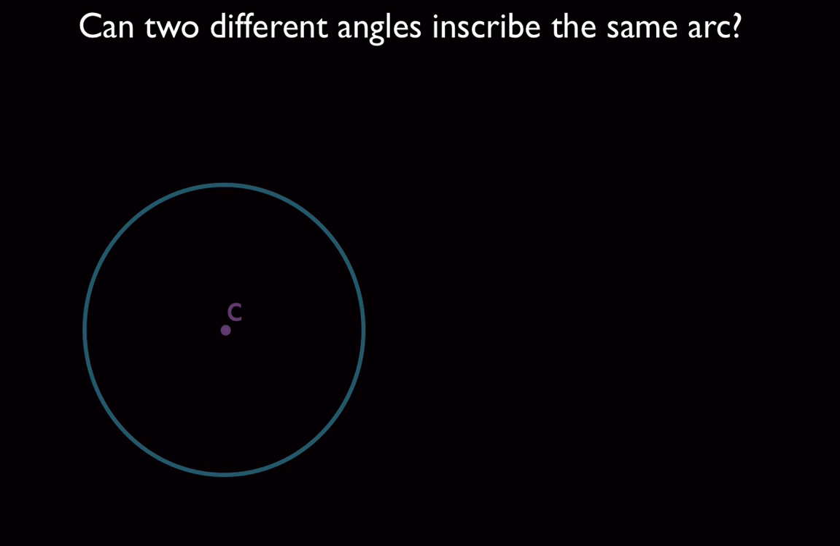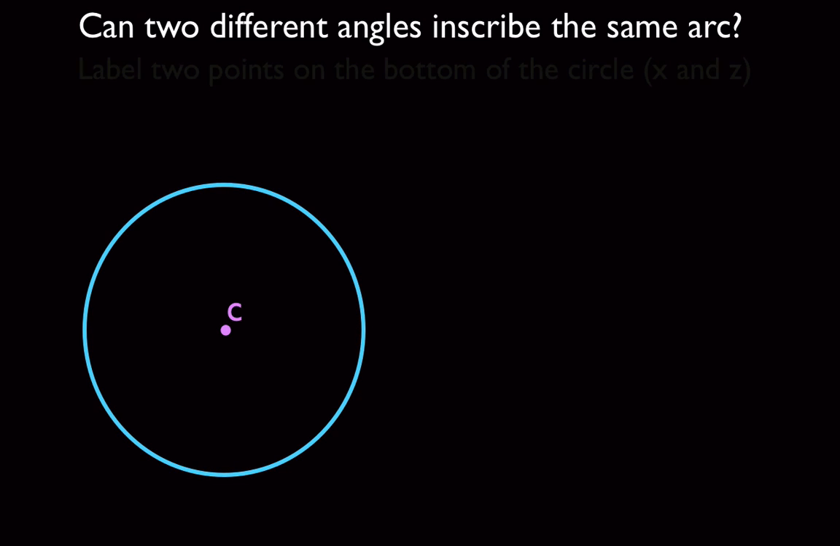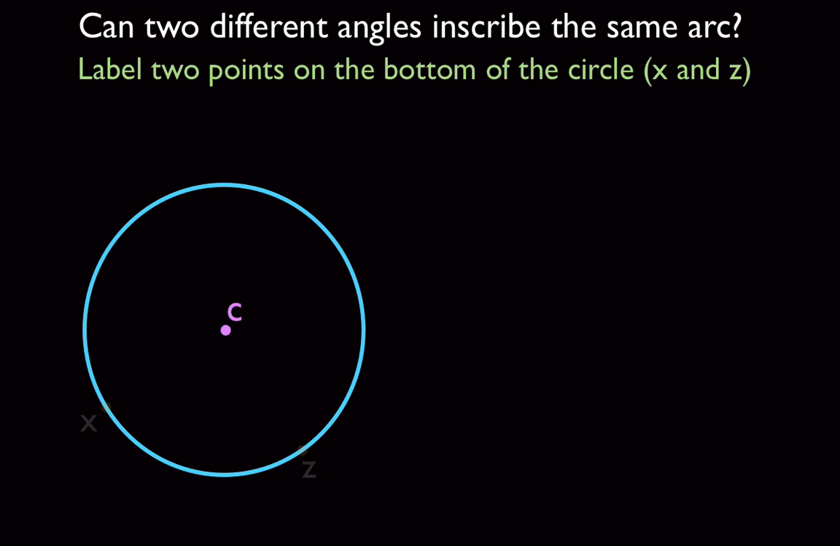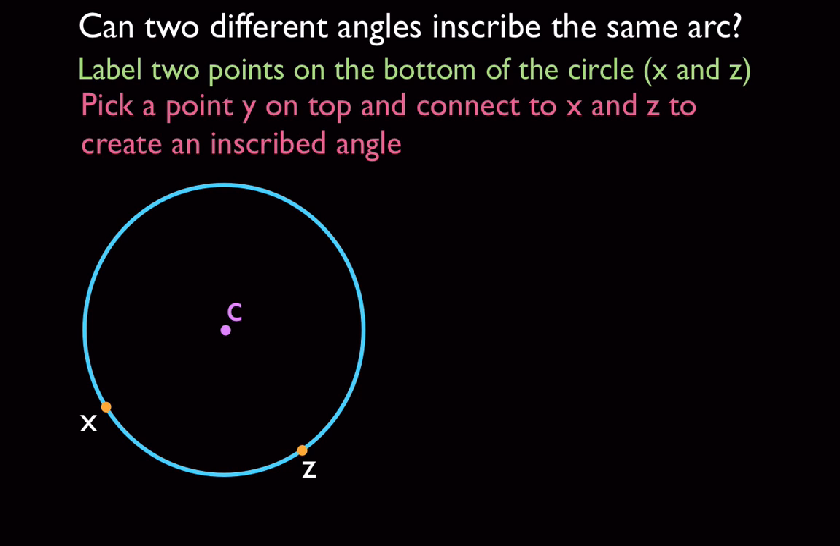Okay, the next thing we're going to do is look at what happens if we have two inscribed angles that take the same points. Basically, I want you to pick any points x and z on the bottom half of the circle. You could pick them anywhere, but if you end up making a diameter or something, it's just going to confuse you. So pick any 2 points and try to keep them both in the bottom half of the circle, but pick different ones than I did.